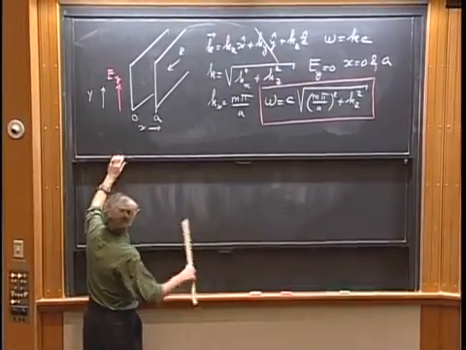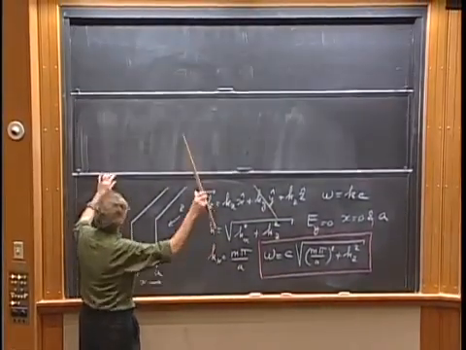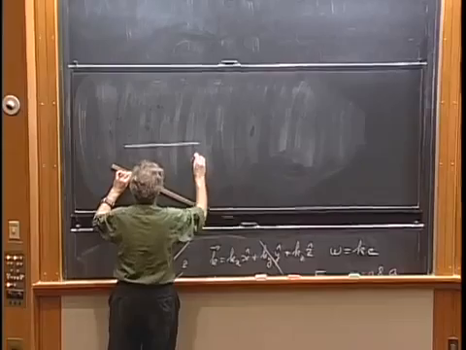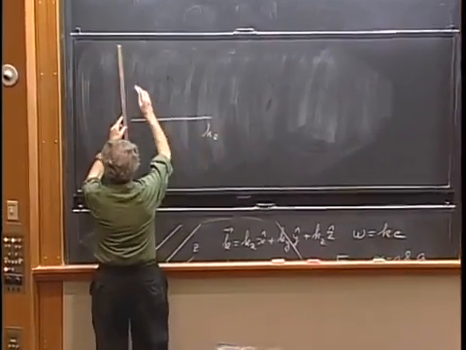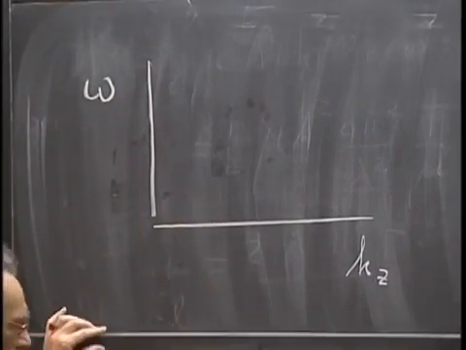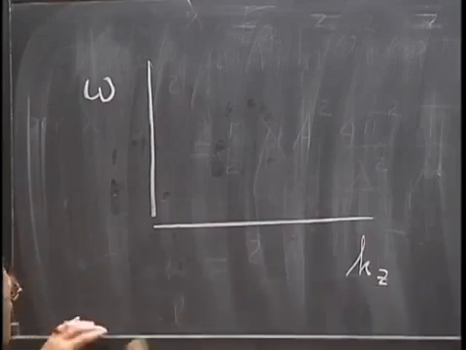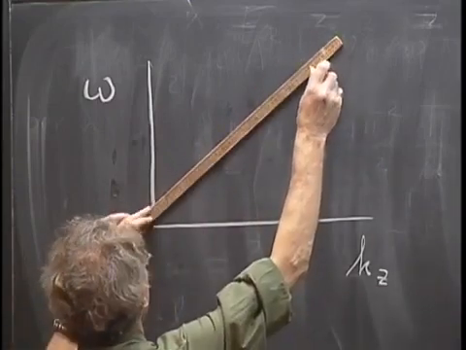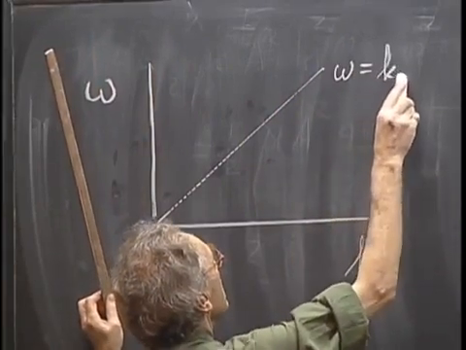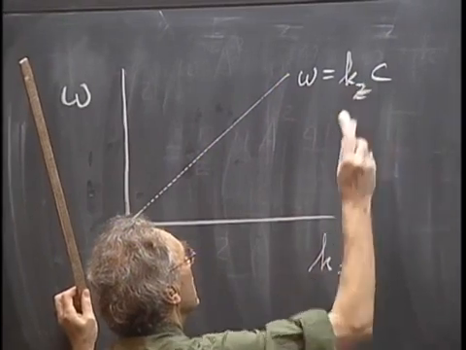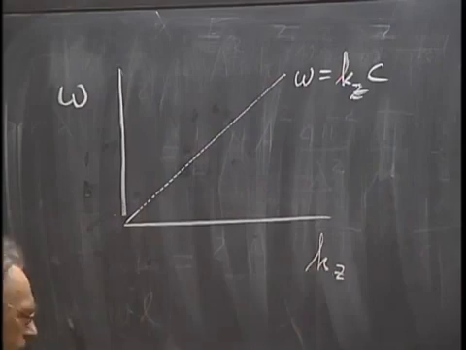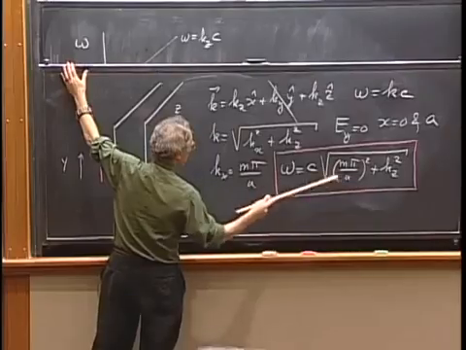I will raise this later again because I want to work over my head so that you can see what I'm doing. So this is kz, and this is omega, and I am going to plot for you this relationship. This line would be omega equals kz times c. That would be non-dispersive. However, this is different because of this.